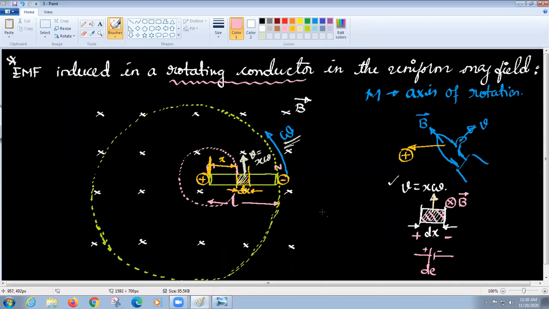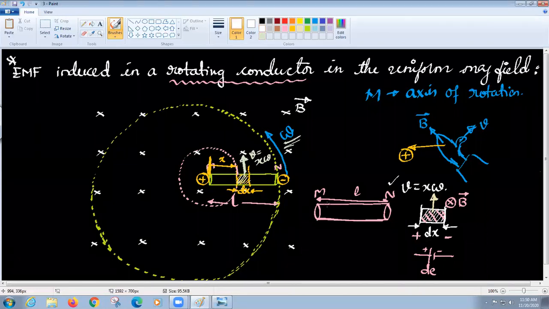Now you just tell me one simple point. With this clarity, you have the complete length from M to N. This is the complete length of this conducting rod. This is my L. So I can take a dx here, I can also take a dx here, and here, and here. As such, I can take dx anywhere.